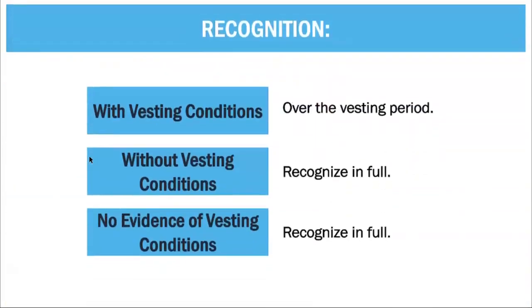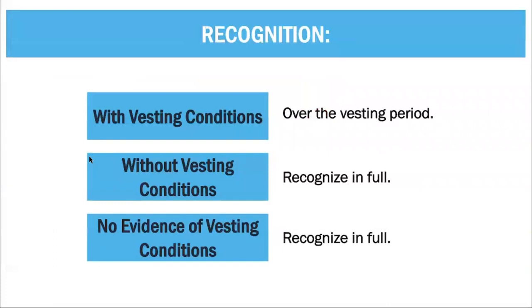So how do we recognize your share-based payments? We know that there are two: stock option plans that are equity settled, and share appreciation rights that are cash settled. Now, your recognition depends on whether there is a vesting condition or no vesting condition. So what is a vesting condition?